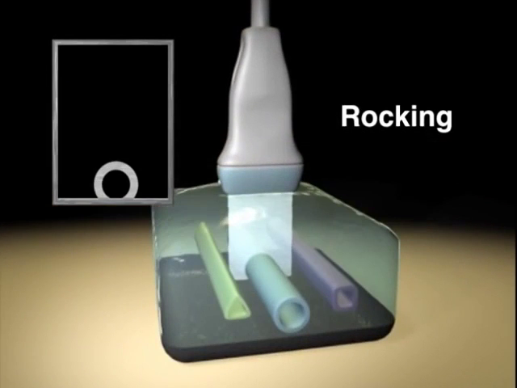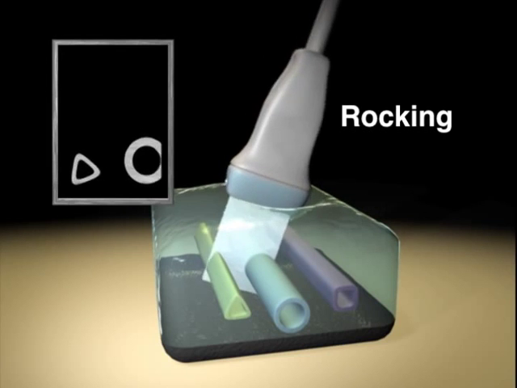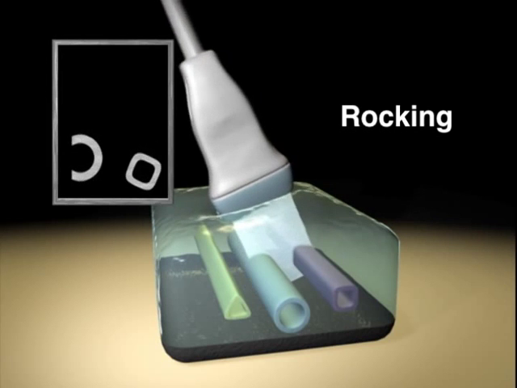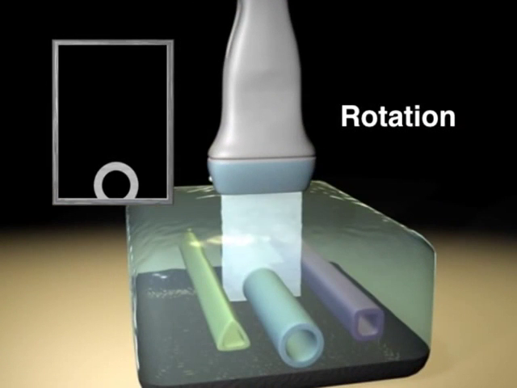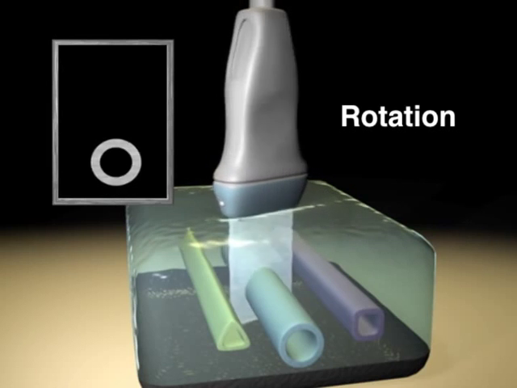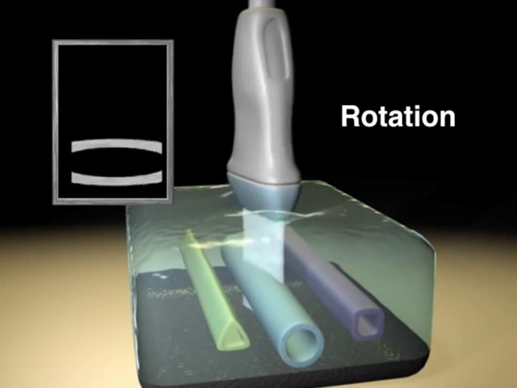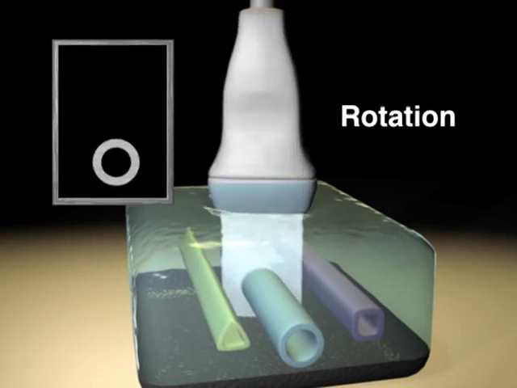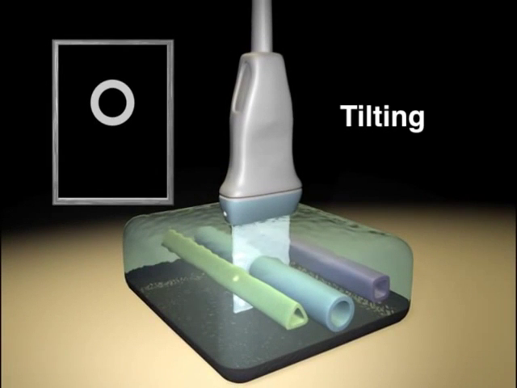Rocking allows us to extend the plane of imaging when we are working in a narrow acoustic window. Rotation is used to switch between short-axis and long-axis imaging. Tilting allows us to scan along the course of a structure through a narrow acoustic window.